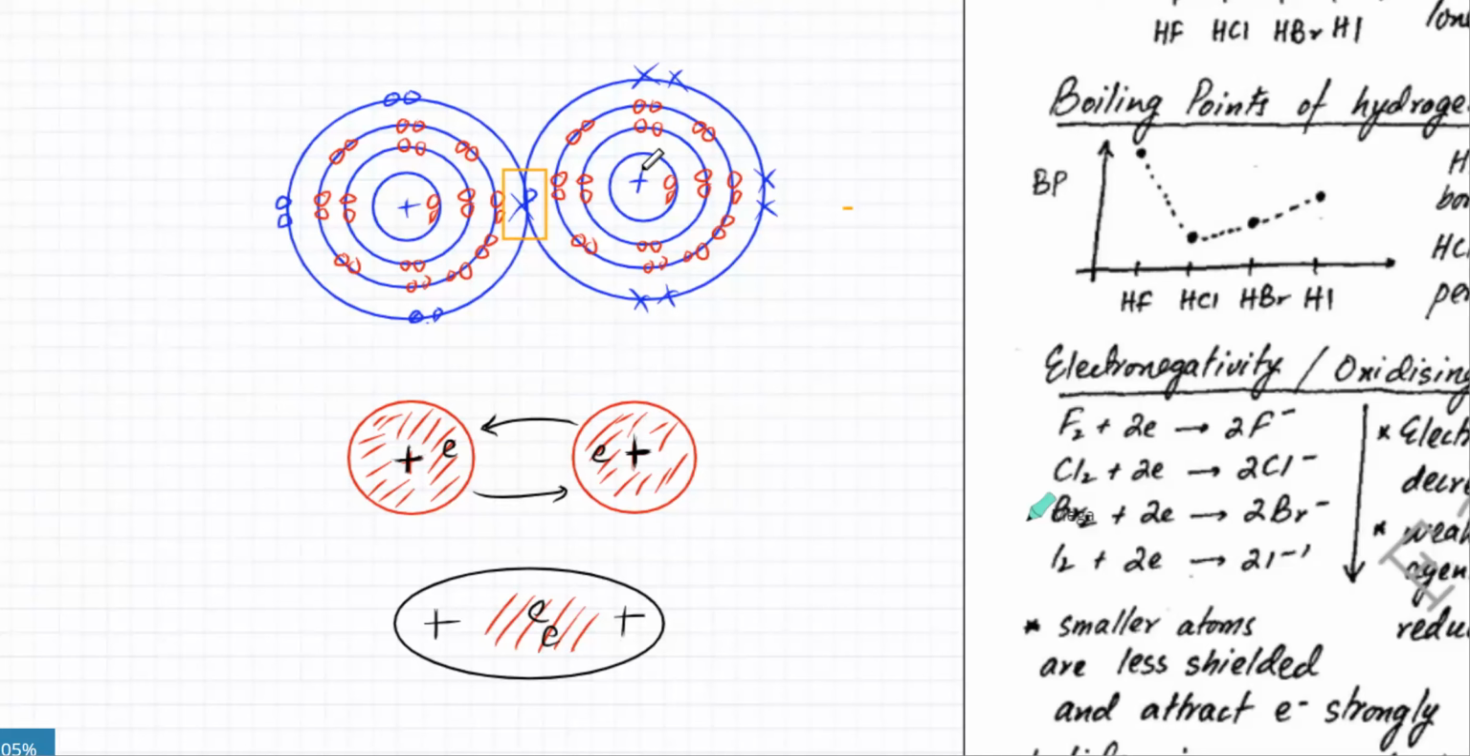Now, in the case of bromine, if you have bigger atoms, the nucleus is already surrounded by a lot of electrons. So why would this nucleus be attracted to the electron from the neighboring atom? It's not really going to be attracted to the electron in the neighboring atom.